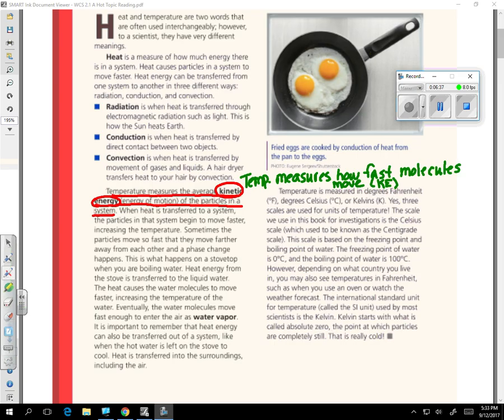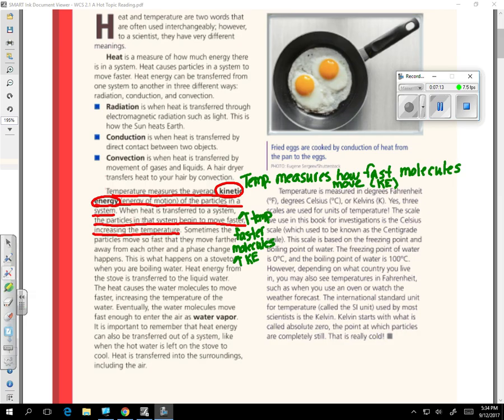I also need you to underline right here where it says the particles in that system begin to move faster, increasing the temperature. And again in the margin, I need you to write increased temperature makes the molecules move faster, and that increases your kinetic energy. So you're going to write increased temperature means faster molecules, which means increase kinetic energy.